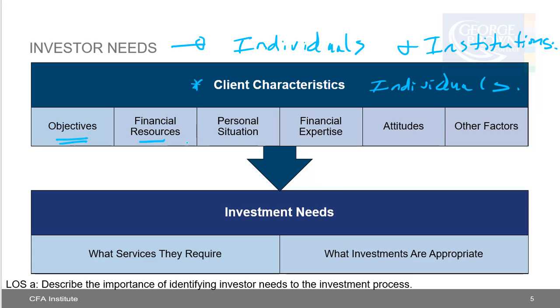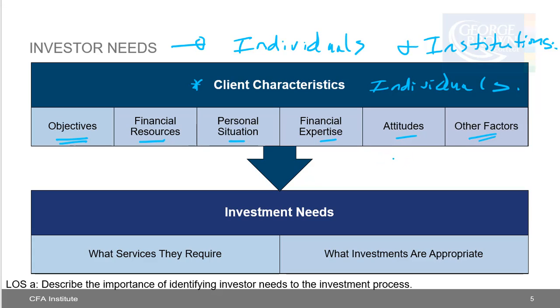We're going to get information on the financial resources. We're also going to get information with regards to the personal situation, size of the family, age, et cetera, financial expertise, and attitudes with regards to risk, savings and investment, just some of the characteristics and attitudes with regards to investing that are perhaps unique to that customer. And then there might be other unique factors, okay?